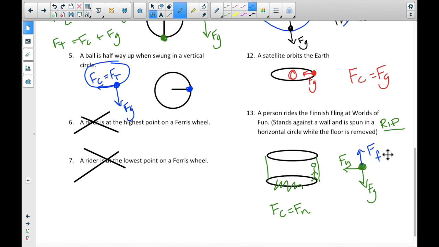All right, we will be using our skills of free body diagrams quite a bit in this unit, so hopefully this is a good introduction for you to those free body diagrams.